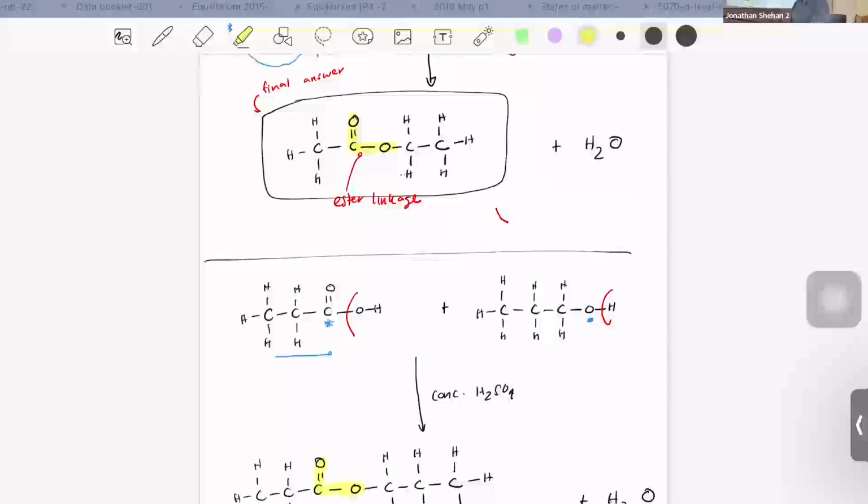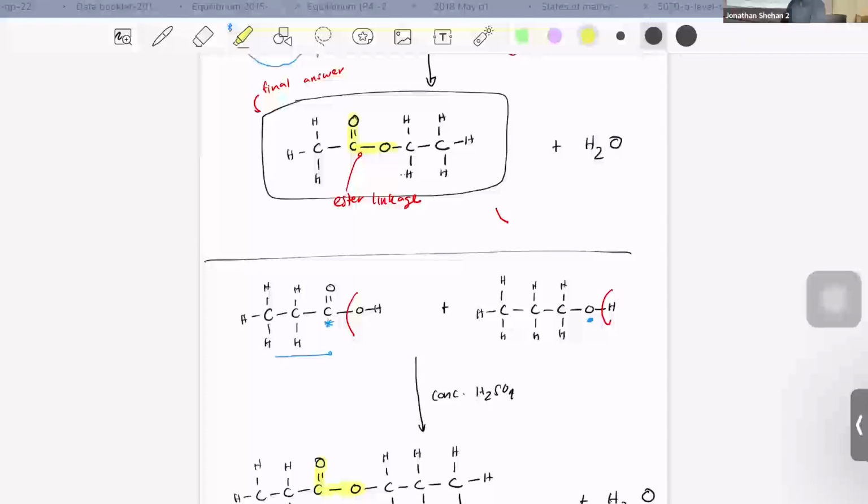Now listen to this. When we name the ester, we have 2 parts in the name. We start with the alcohol part. Depending on the number of carbons that came from the alcohol, we name the ester. Also, we have to consider how many carbon atoms came from the carboxylic part.